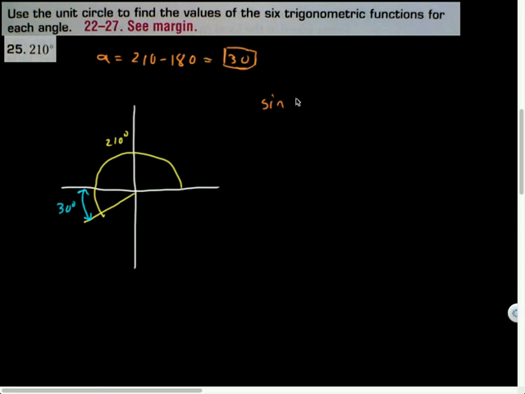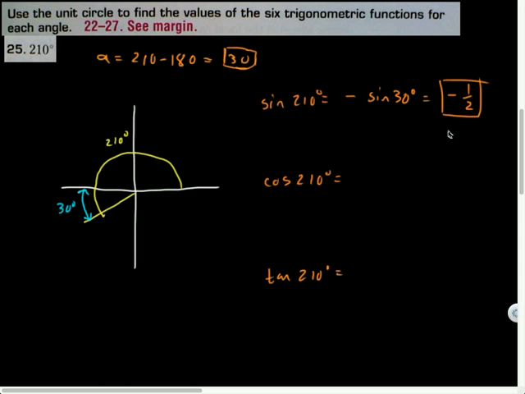So if I want sine of 210, cosine of 210, and technically I need to have degrees there, even though it's a pain to write that all the time, and tan of 210, I'm going to start with these. Sine of 210 is the same as sine of 30. However, in quadrant 3, the y value is negative, so that's the same as negative sine of 30. And negative sine of 30, if you do the hand trick, is negative 1/2. Or if you just have sine of 30 memorized, that would work.